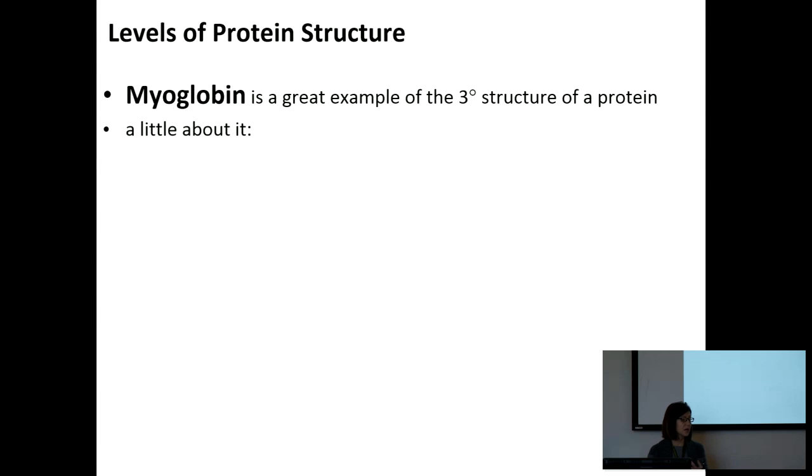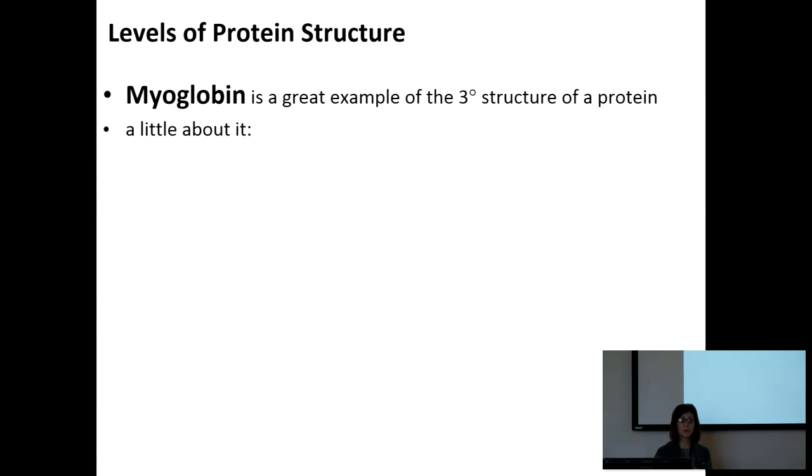The last level is quaternary. The quaternary structure is when you have more than one subunit, and those subunits come together and interact in the same way that the tertiary structure interacts. So you have R group involvement. We ended up talking about how we determine the tertiary structure.